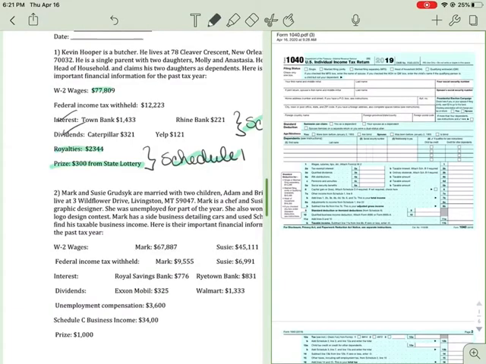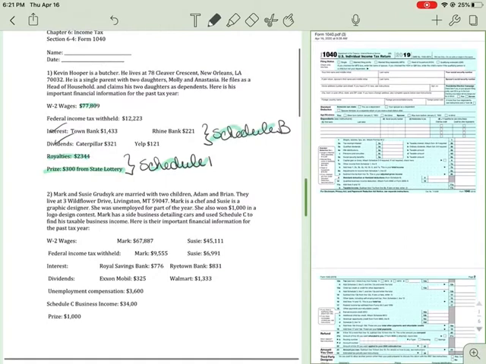Hi everyone. We're going to do another problem involving the 1040, the Schedule 1, and the Schedule B. Okay, so let's take a look at this. We did one problem together today, so I'm going to do number 2 about Mark and Susie.